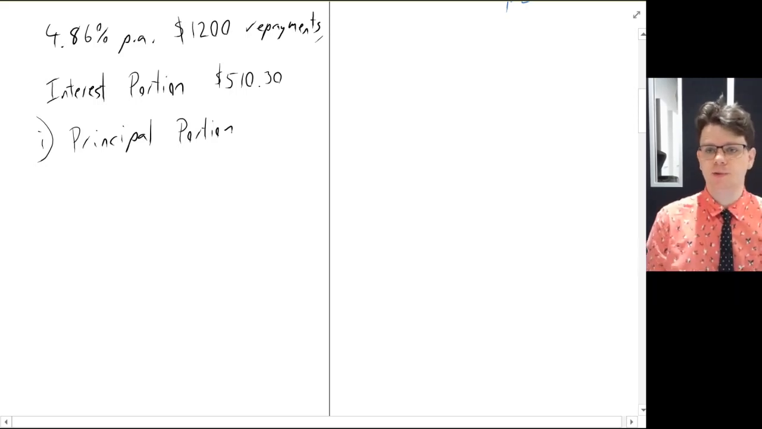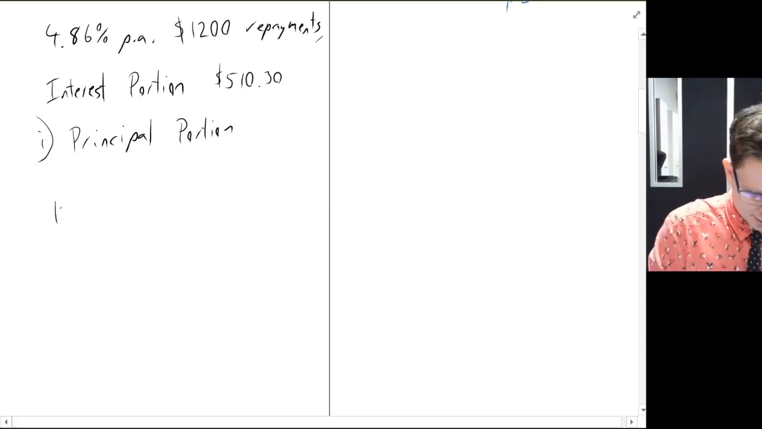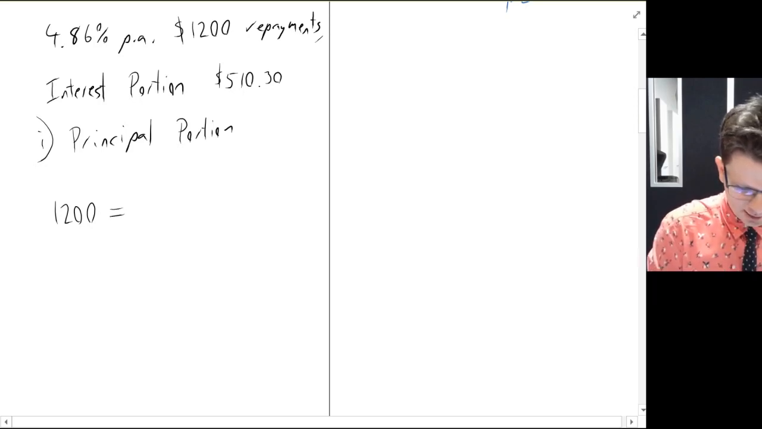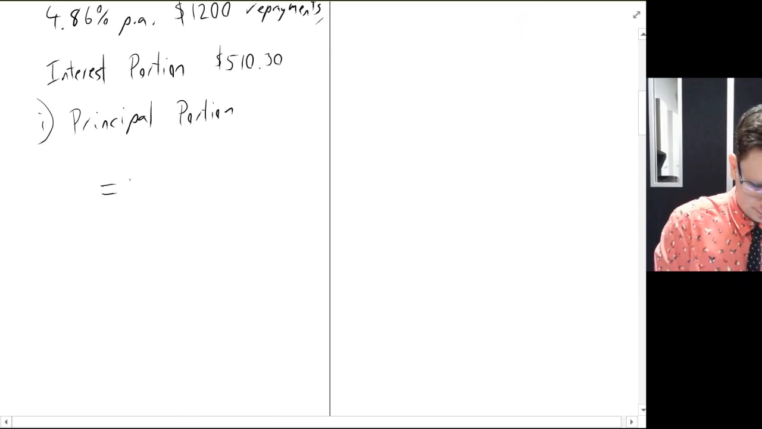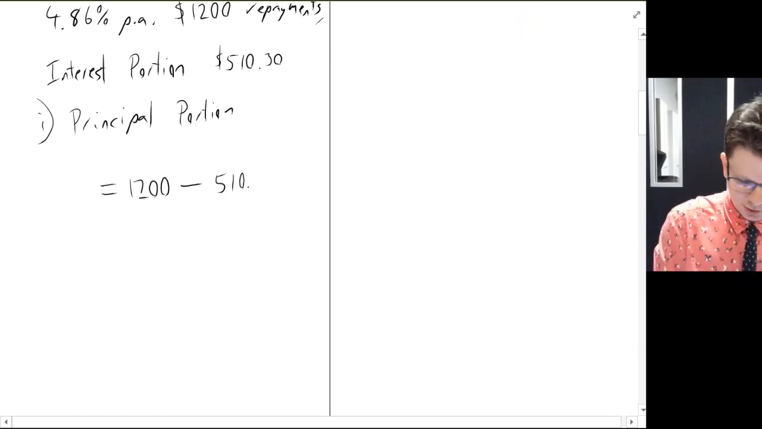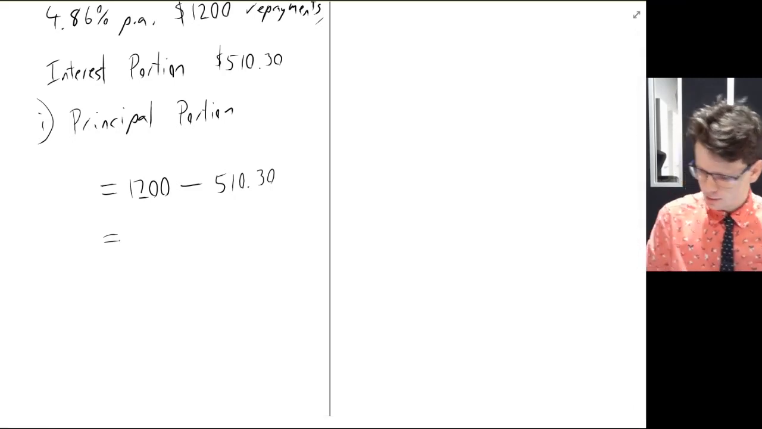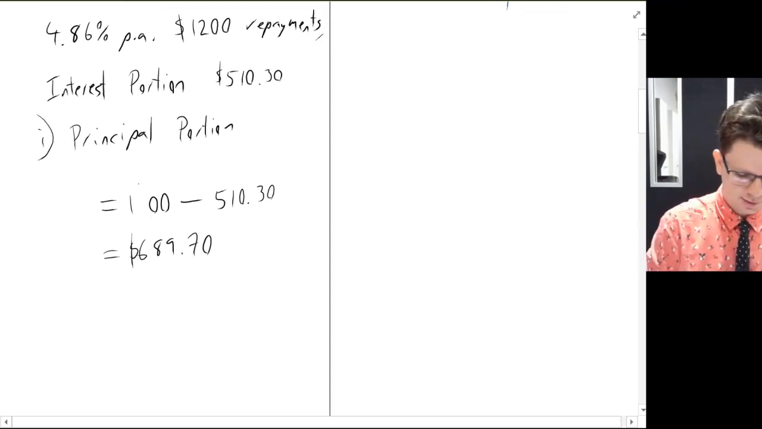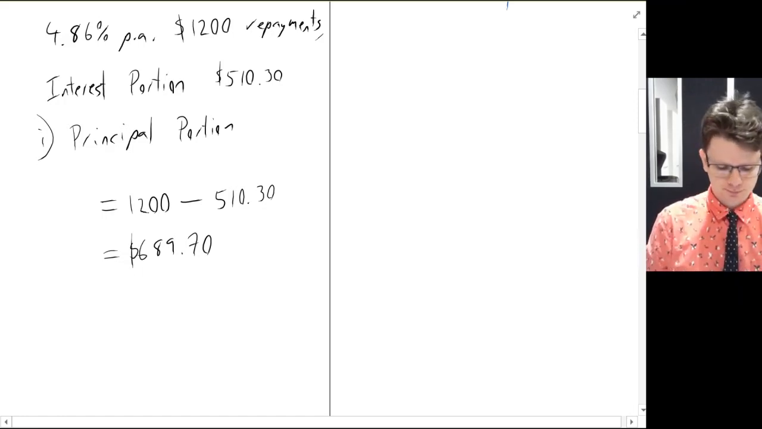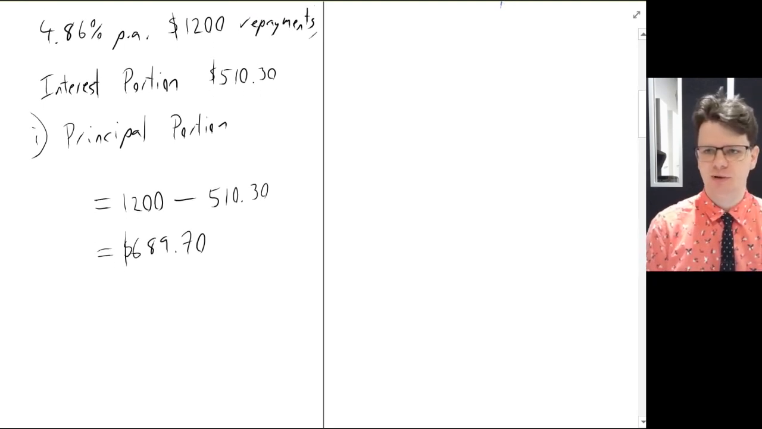So what does that mean when finding the principal portion? Well, remember, the interest portion plus the principal portion is the repayment, right? The repayment gets split into two, so if I add the two together, I get back the whole. Well, I know that $1,200 is my repayment, and my principal portion is going to be my repayment minus my interest portion. So let's work that out. $689.70. That's my principal portion. It's just the difference between my repayment and my interest portion. And I can double check that by adding my interest portion and my principal portion, and we'll see that it adds up to $1,200, my repayment.